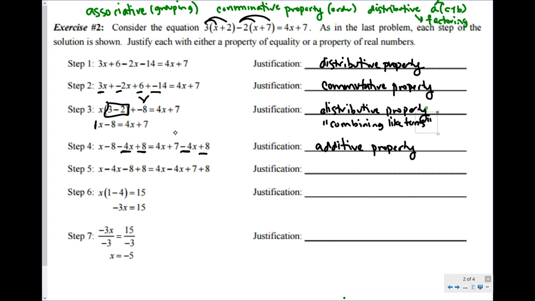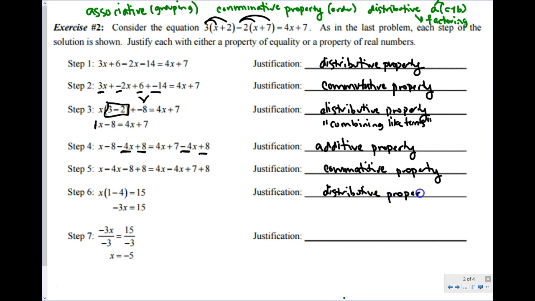The next step, it looks like they are rearranging the terms again. They've put the 4x's together and they put the 8's together. So this is the ordering property, which is the commutative property. And then step 6, they're combining like terms, the x's and the numbers, so this is a form of distributive.